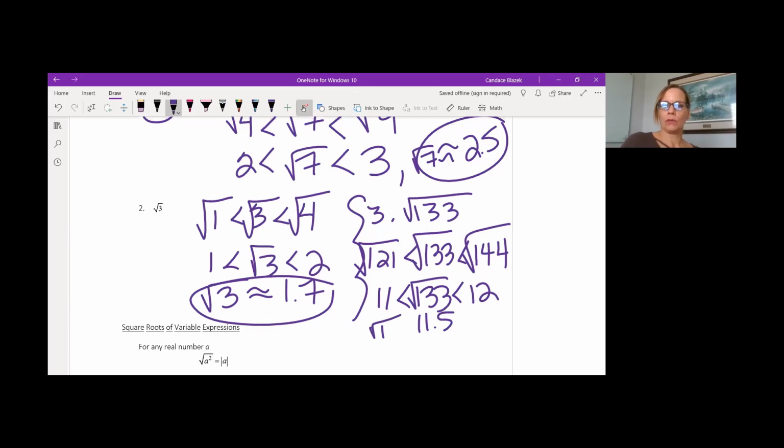Okay, the square root of 133 is approximately 11.5. And let's just go ahead and calculate that on the calculator. And when we do that, we get 11.53, almost right in the middle. All right, any questions on approximating?